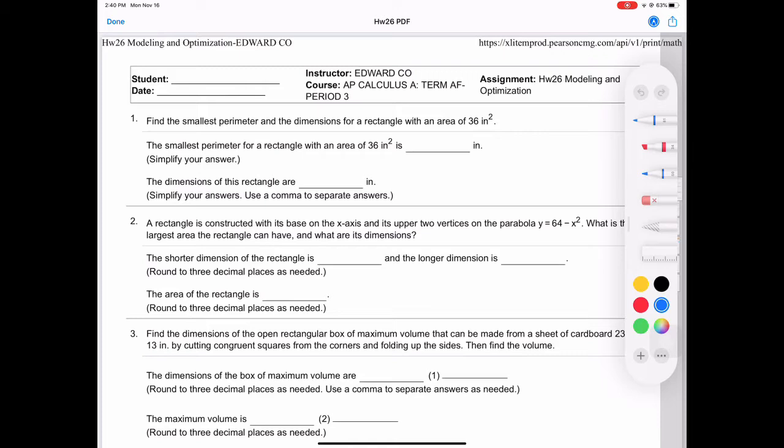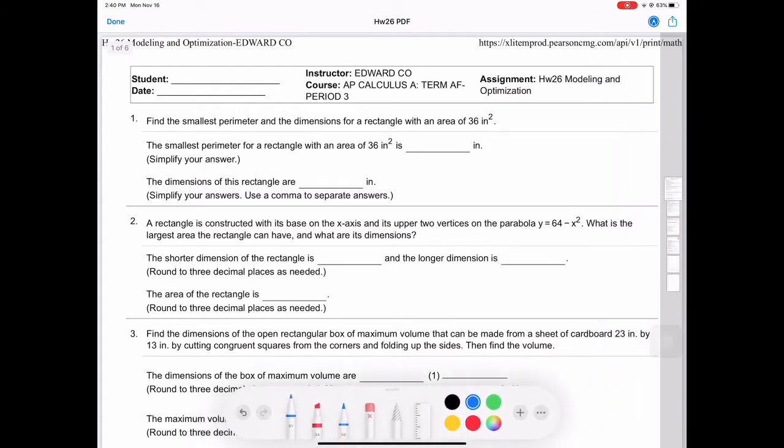So the first question: find the smallest perimeter and dimensions for a rectangle with the area of 36 inches squared. A couple of things I'm thinking is that, okay, we know perimeter for a rectangle. Let's draw a rectangle. Sometimes I like drawing them out. So here's a rectangle, and we'll call the sides x and y. And the perimeter is x and y and x and y, right? These are just the lengths of the sides. So it's 2x plus 2y equals some type of perimeter.